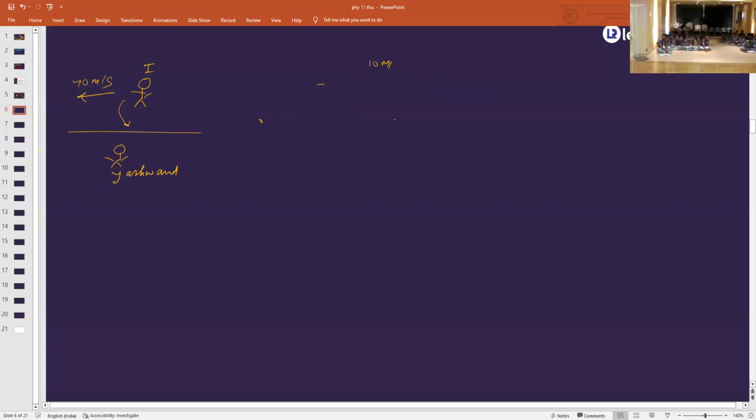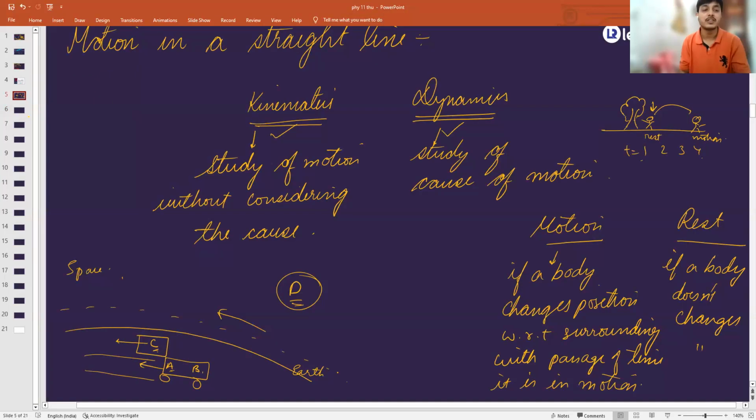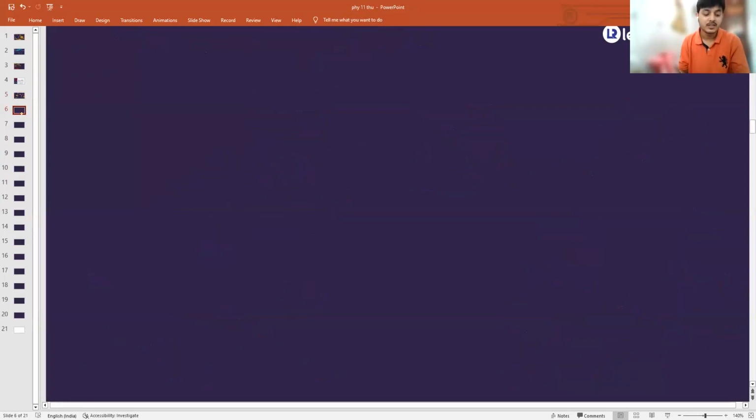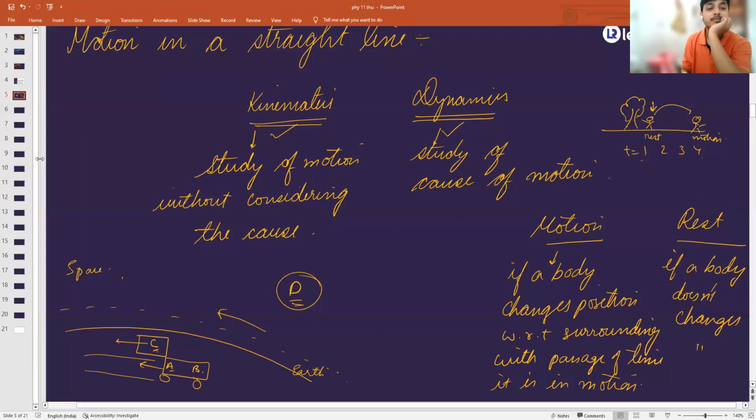Now, these are just to make you understand. I hope you have understood this term. Relative, rest and motion are relative terms, not absolute terms, because this depends on the frame of reference. Who is observing? Now, can you move to the slide before this slide? Okay, write it fast.